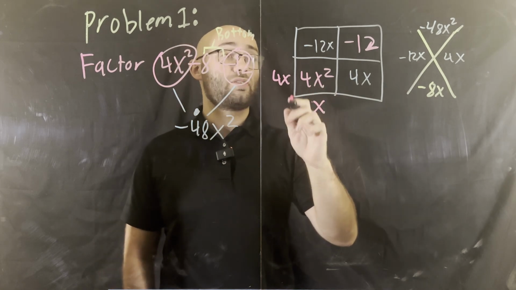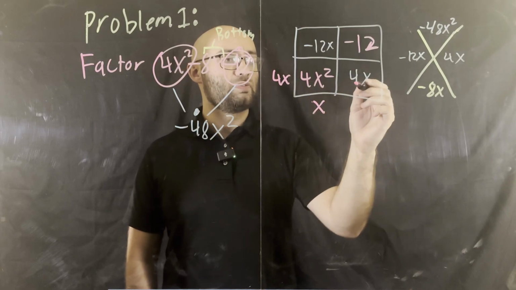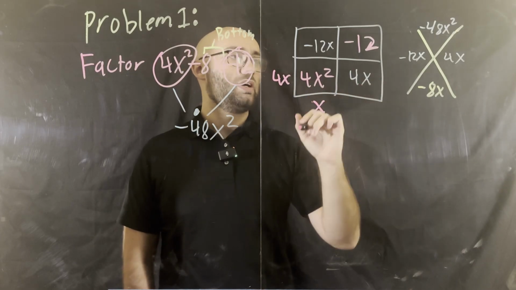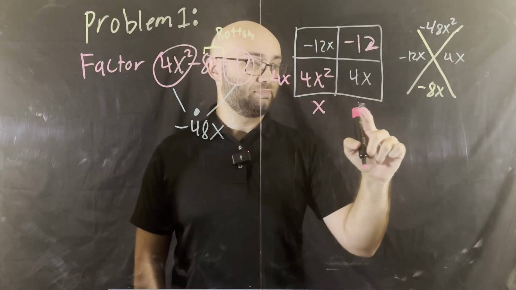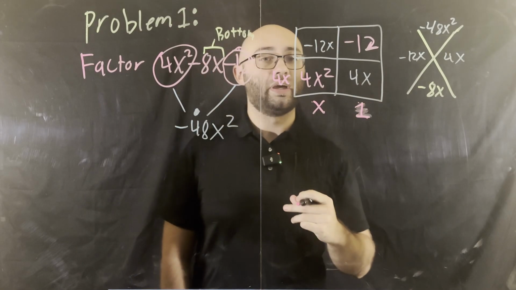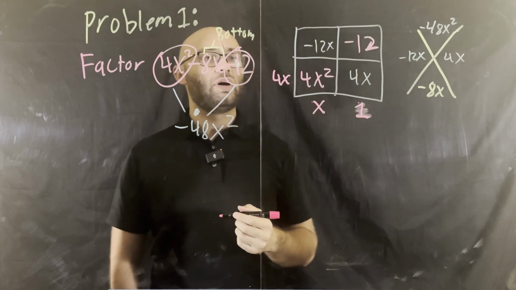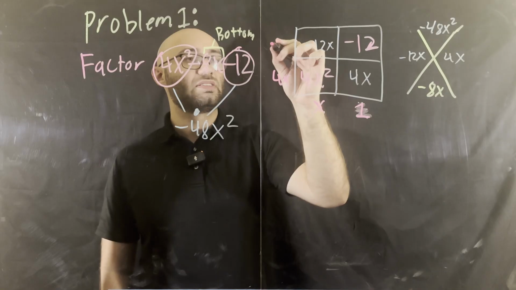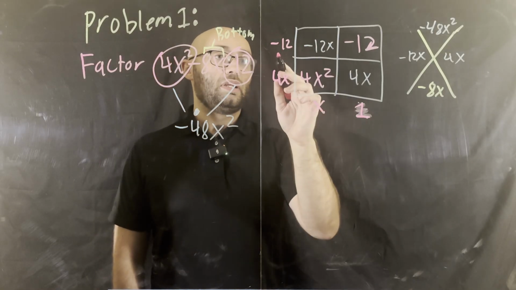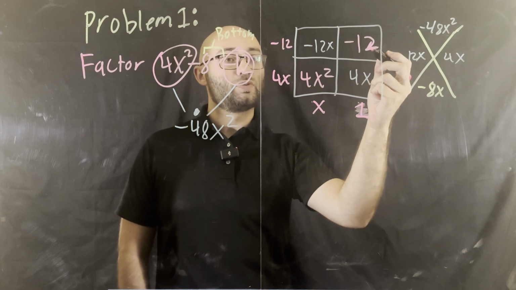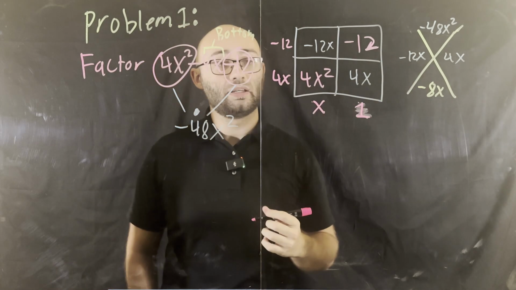Okay, now let's test the rest of our problem here. 4x times something gives me positive 4x. So if I think about that, the only thing I can do is 1. So we'll write 1 there. X times something needs to give me negative 12x. Well, there's only one possibility, and that's negative 12. So if we check here, negative 12 times 1 does in fact give us negative 12. So we found the base and the height of our generic rectangle.